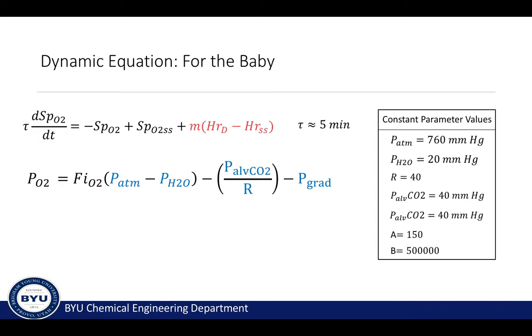This equation is an equation we got from the literature. It's essentially how the oxygen from the air gets into the lungs, and how that then affects the SpO2 level, so the saturated oxygen in the blood. And we adjusted these parameters to match some data that we were able to obtain from a real-life case of a baby suffering from respiratory distress.